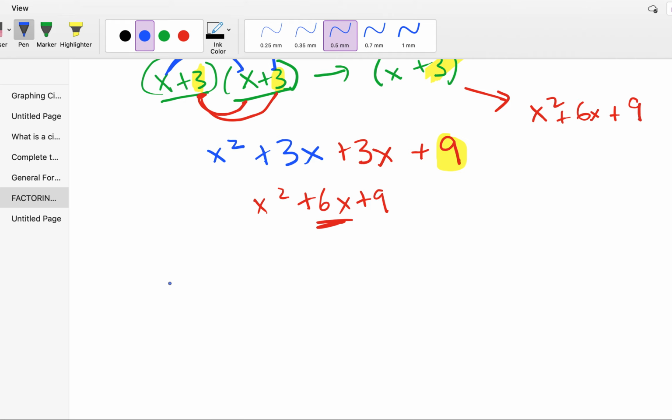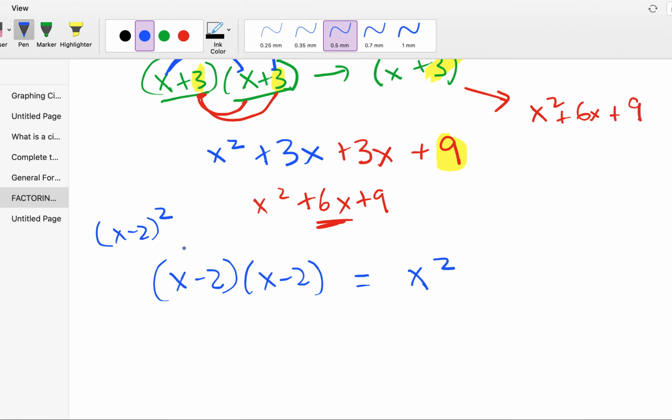If we have x minus 2 times x minus 2, that's x minus 2 squared. We're going to multiply x times x is x squared. We know the final term is going to be negative 2 times negative 2. So we know the final term is going to be 4. And we know the middle term is going to be whatever is there, negative 2 times x, twice.